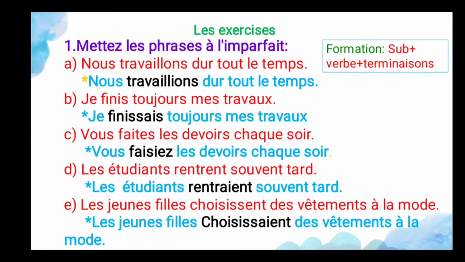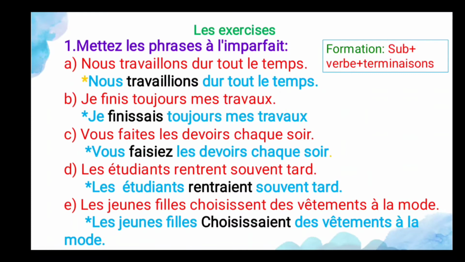Let us move to the exercise. So in this lesson you have 5 exercises which are based on the imperfect tense. See the first exercise, mettez les phrases à l'imparfait. Put the sentences in the imperfect tense. First one, nous travaillons dur tout le temps. It means we work hard all the time. So here they gave the present tense that you have to conjugate in imperfect tense.